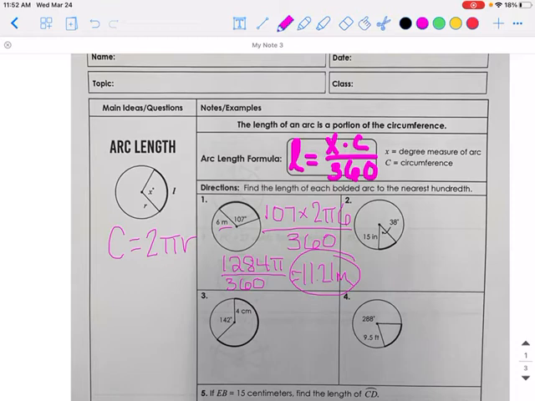Number 2. We know that the degree measure is 38, so x is 38. So 38 times 2 pi, the radius is 15, all over 360. Again, I'll just simplify the numbers out. I know 2 times 15 is 30, and then 30 times 38 is 1,140 pi, all over 360. And then typing that into a calculator, I should get 9.95 inches when I round. Oops, I'm going too fast.